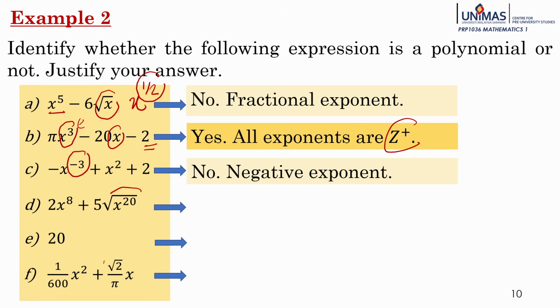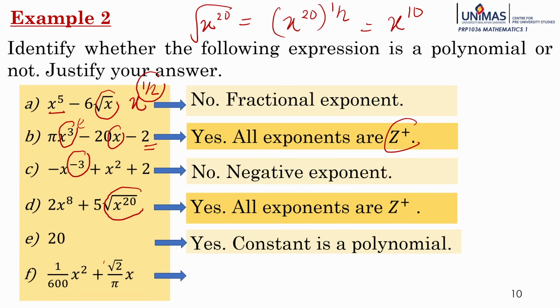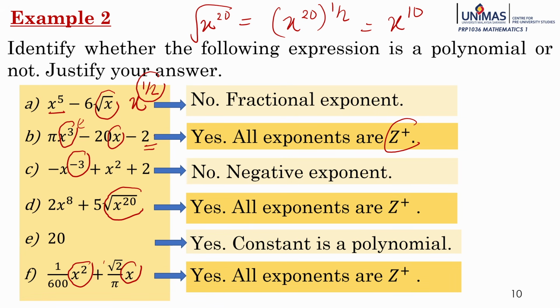Okay, D, 2x to the power of 8 plus 5. This one you have to simplify first. So, x to the power of 20, you change into x to the power of 20 to the power of 1 over 2. When you simplify, you can get x to the power of 10. So that means it's a polynomial. Okay, E, 20. Remember, a constant is also a polynomial. So it's a yes. A constant is a polynomial. Okay, F. So we see here x squared, x. So that means it's a yes, because all exponents are in Z plus.